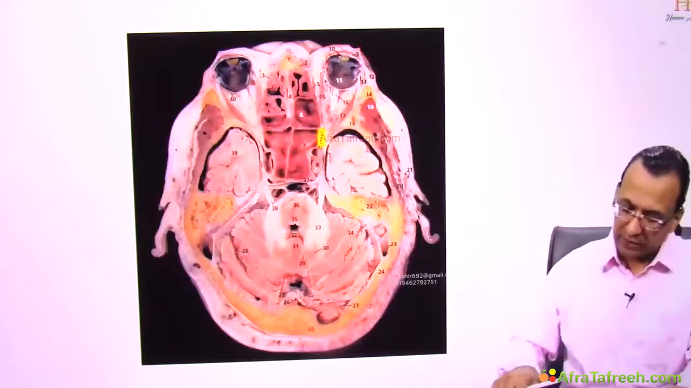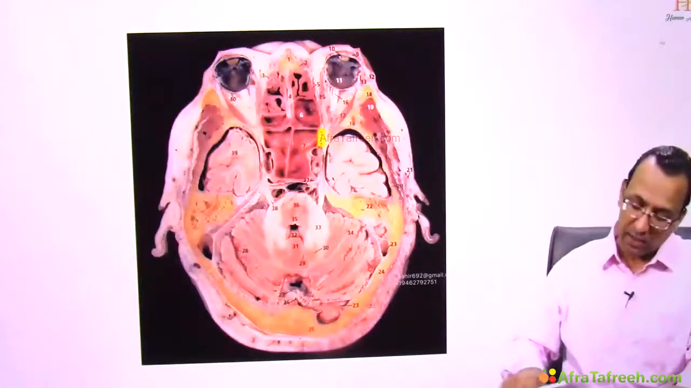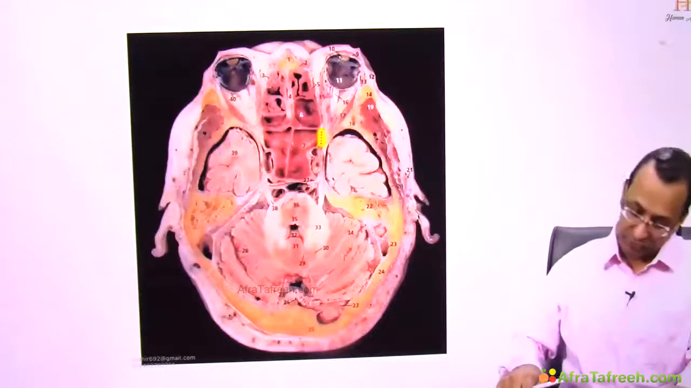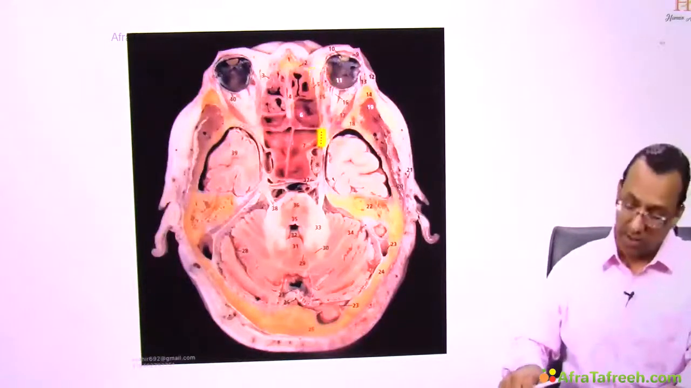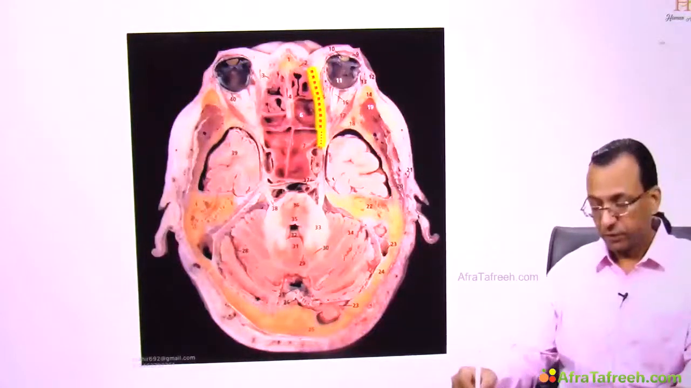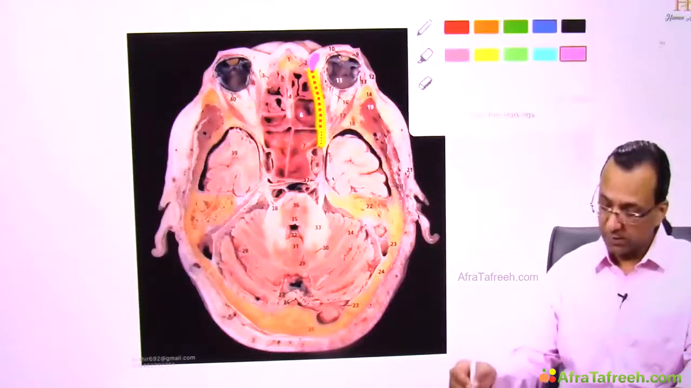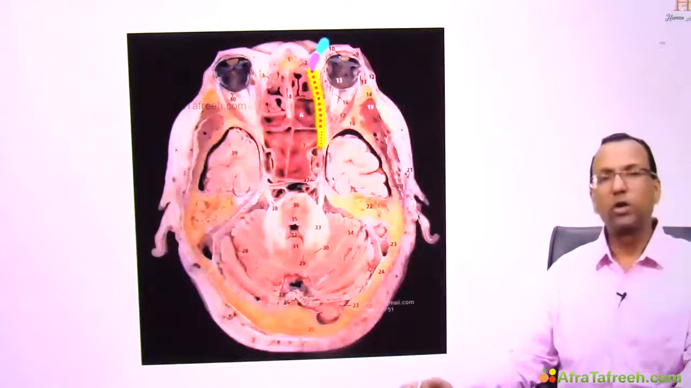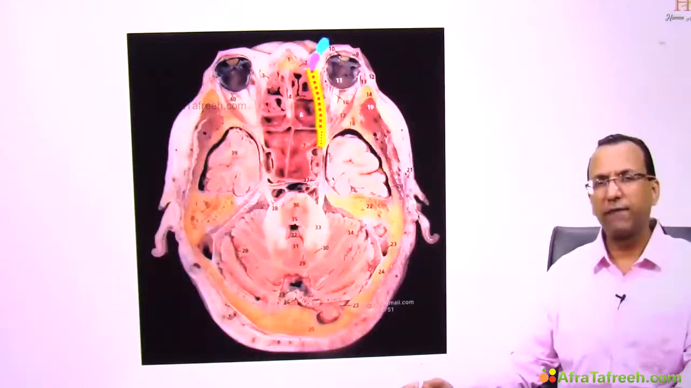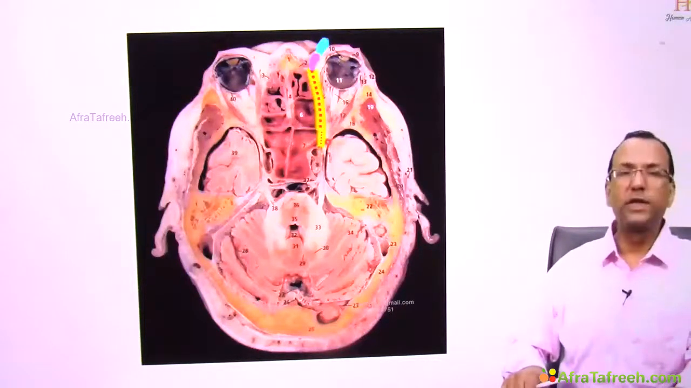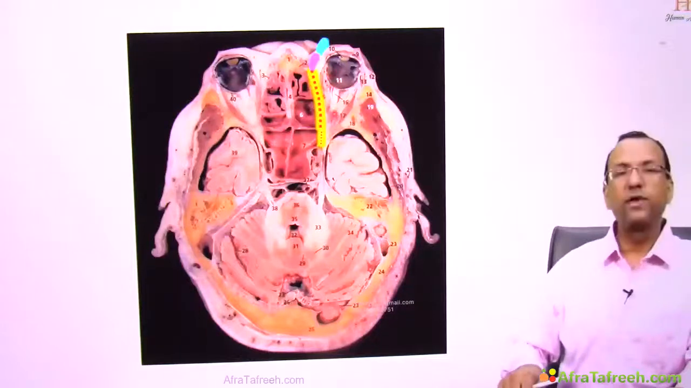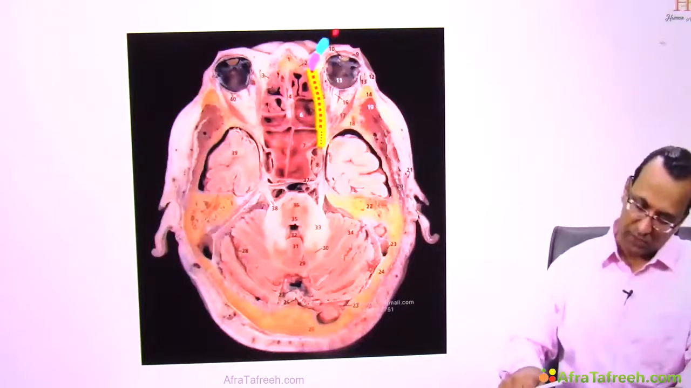This is the orbit, and inside that you have the eyeball. The medial wall of the orbit has the body of the sphenoid most posterior, and more anterior is the ethmoid bone, a very thin bone. Still in front is the lacrimal bone, and still in front is the maxilla. So the four bones in the medial wall of the orbit: the most posterior is the body of the sphenoid, in front of that the ethmoid, then the lacrimal bone, and the most anterior is the maxilla.